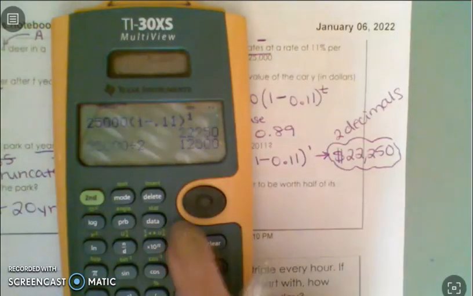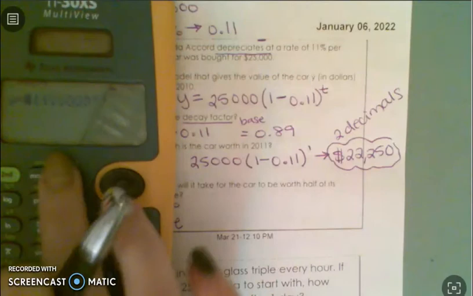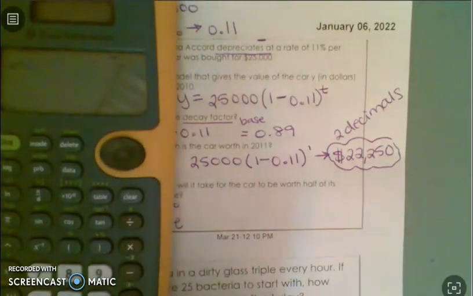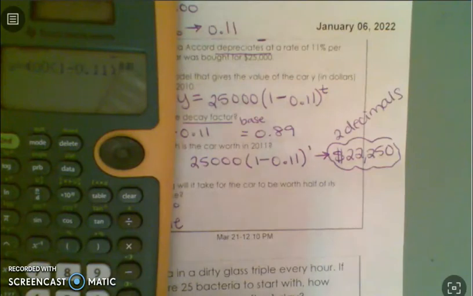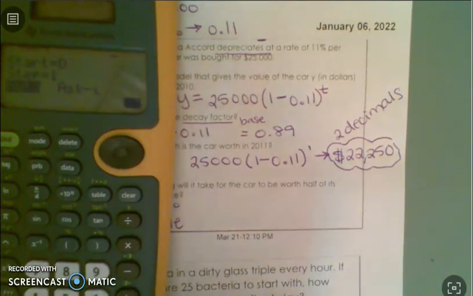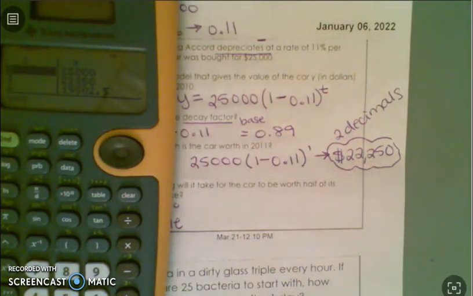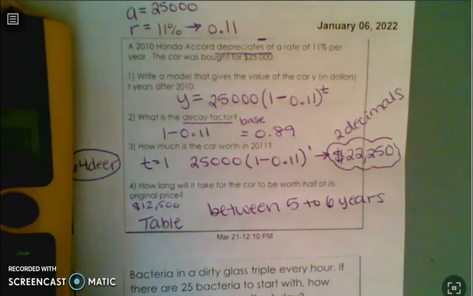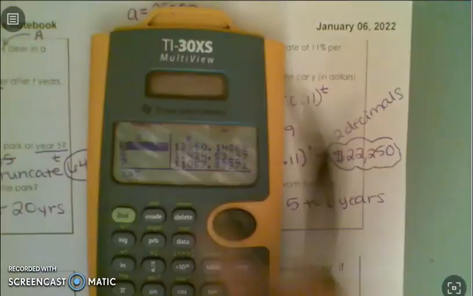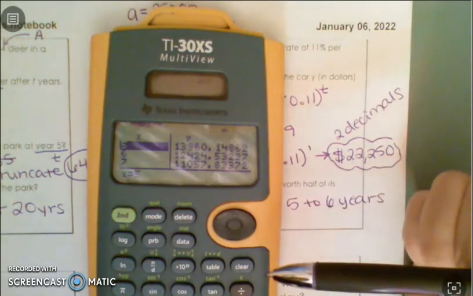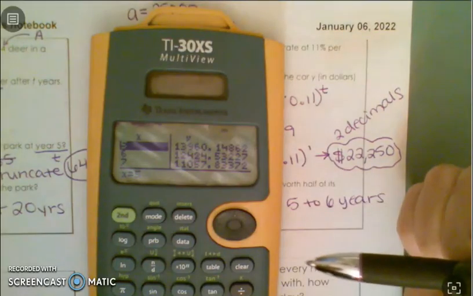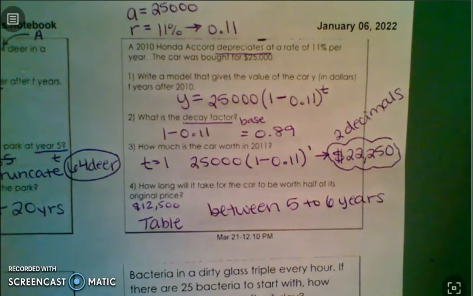So let's go back to our table. Okay, let's delete what's in there. So we're using 25,000, 1 minus 0.11, caret key x. Start at 0. And go ahead and pause this and scroll until you find the year. Okay, so it should be between 5 to 6 years because at year 5, it's worth $13,960, and at year 6, it's worth $12,424. So between year 5 and 6.